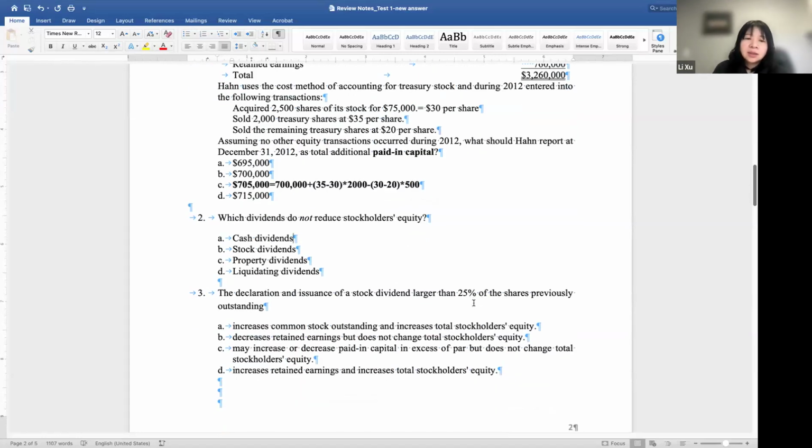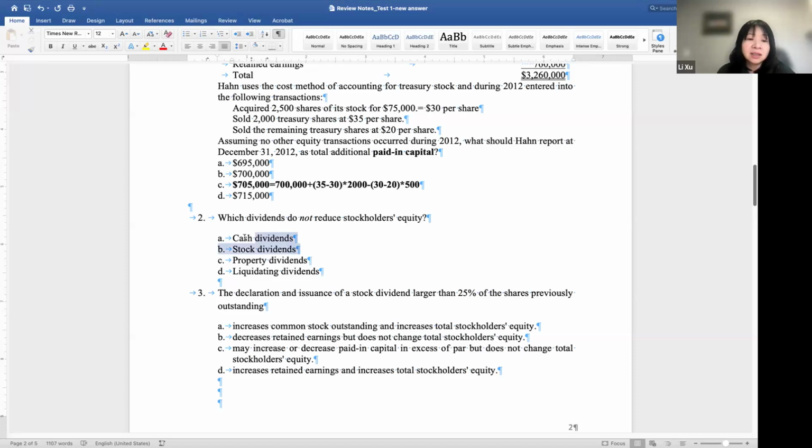Which dividends do not reduce stockholders' equity? Here: cash dividends, property dividends, and liquidating dividends. And when we do this, we use the second approach, elimination. Just think about when you do cash dividends, right? You take out retained earnings, so you certainly reduce equity. And the property dividends, again, taken out from retained earnings. Liquidating dividends also take out from retained earnings.